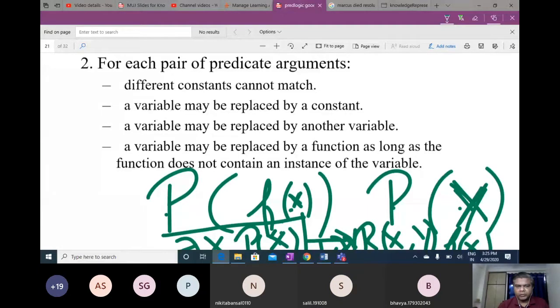What do you want to say? You are referring to the unification algorithm?